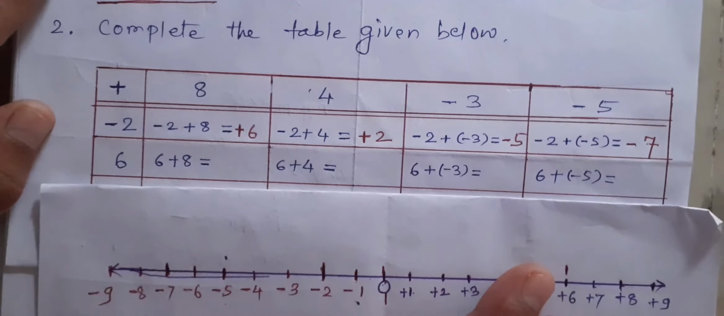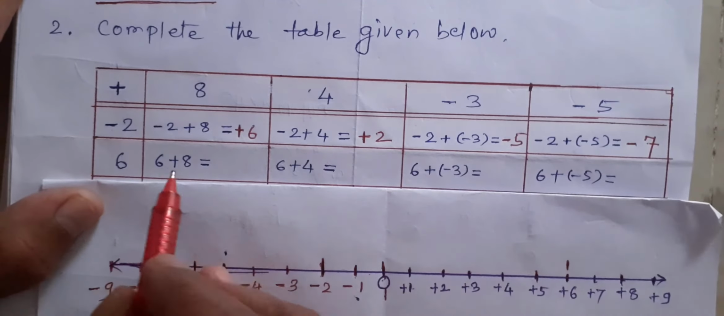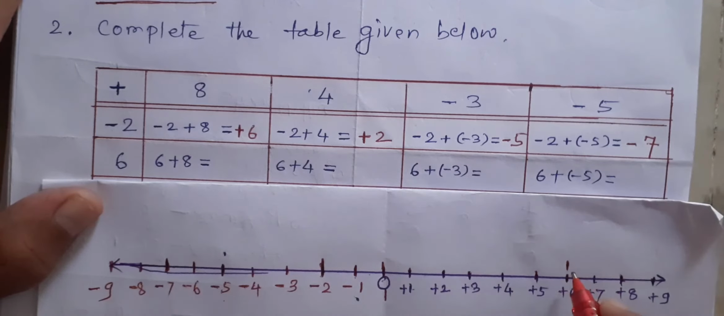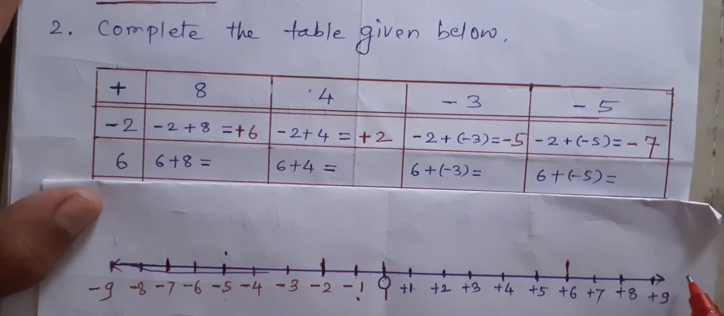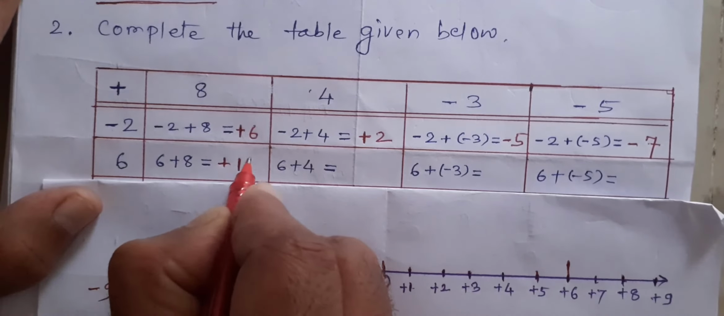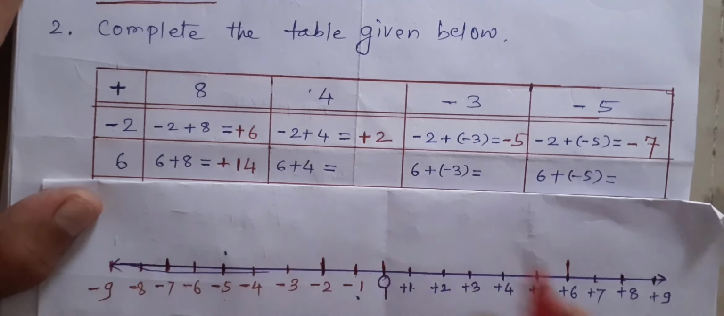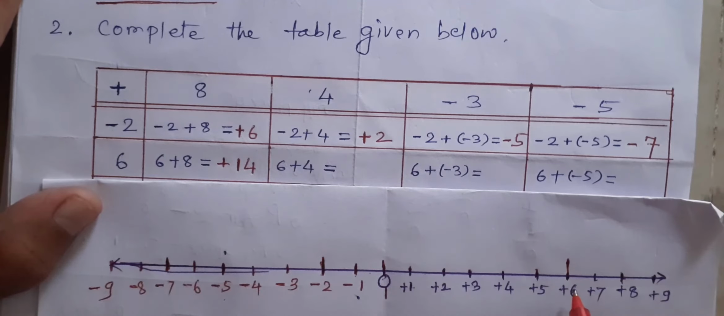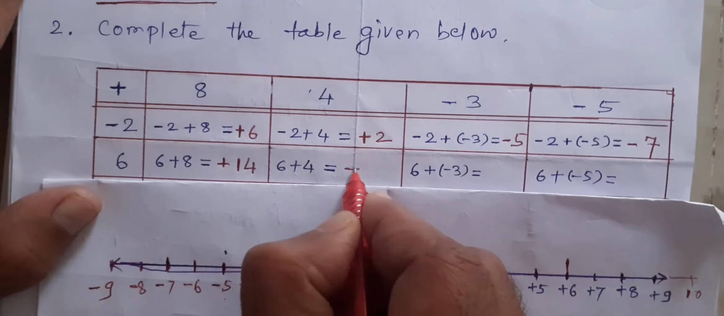Then the second one, that is 6 plus 8. Very simple. Suppose we are at 6 and we have to add 8 to that. That means we have to move 8 places to the right hand side. When we move 8 places from 6, it comes to plus 14, sorry. Then 6 plus 4. Similarly, from 6 you have to move 4 places to the right hand side: 1, 2, 3, and this comes to be 10 on the scale. So 6 plus 4 is plus 10.